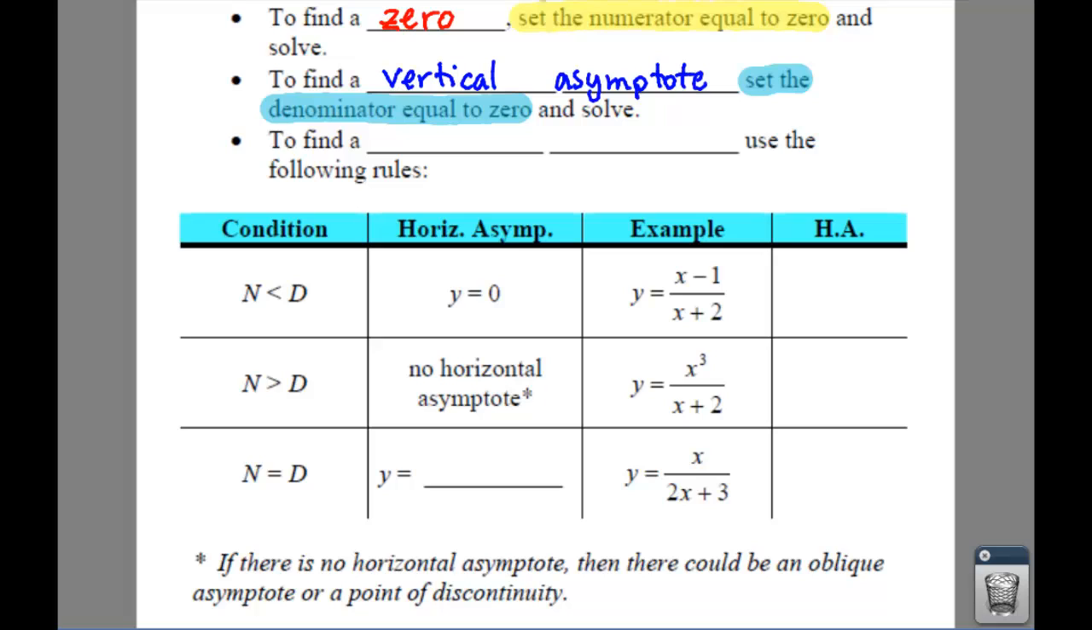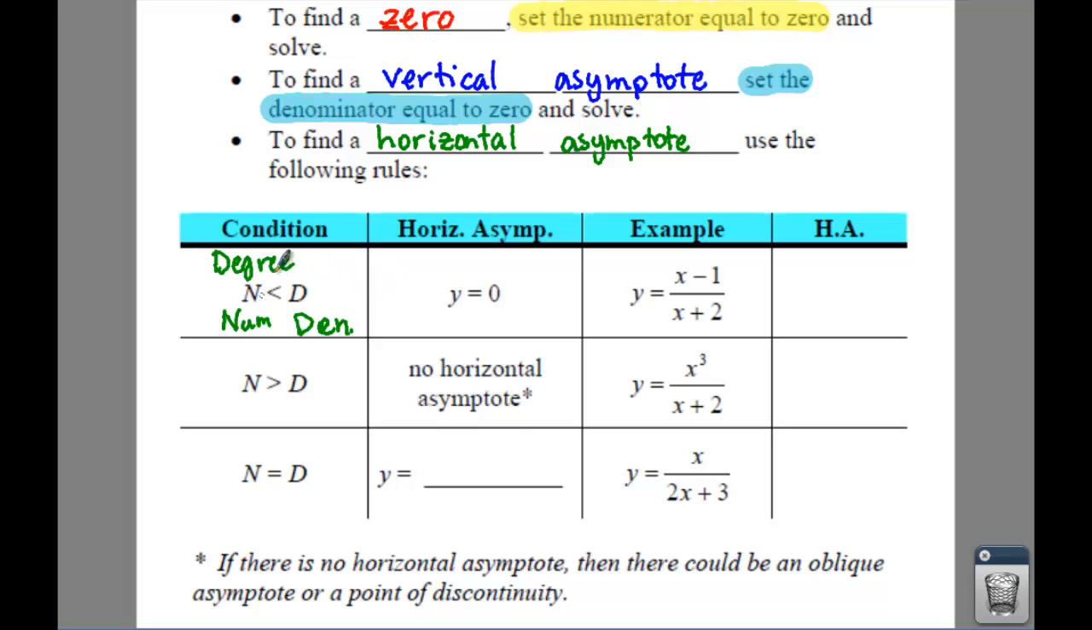Now the new part, besides the zero, is we're going to have to figure out how to find a horizontal asymptote. And we have a little table down below. When you find a horizontal asymptote, you actually have 3 different options. Because you have a function in the numerator and a function in the denominator, n is going to be your numerator, and n is going to be your denominator. And what we're going to do is look at the degree for each of these.